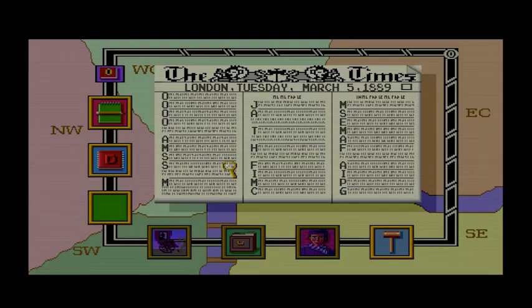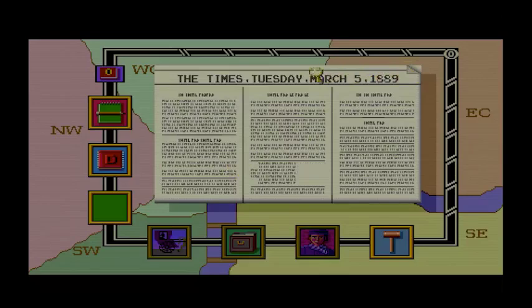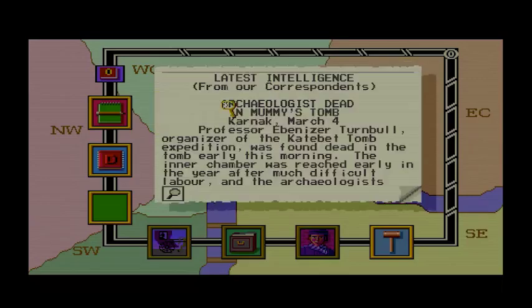Let's see here. Entertainments, personal, miscellaneous. Furnishings. Ah, okay, here we are. Latest intelligence from our correspondents.